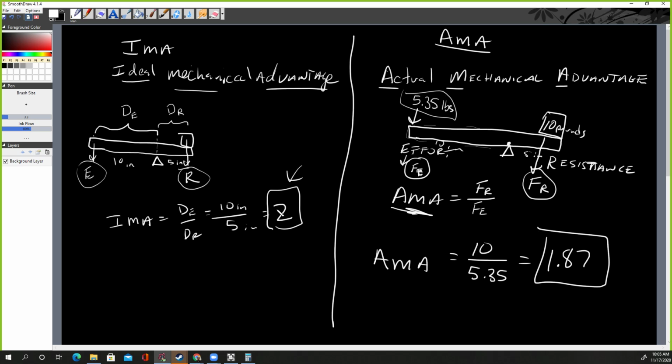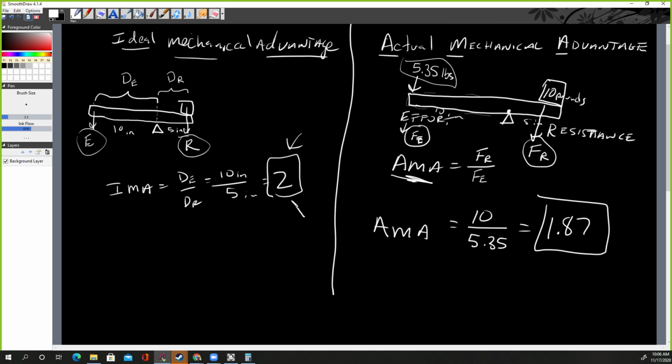So the mechanical advantage here is 2, but here it's not as good. It's only 1.87. Remember, a mechanical advantage of 1 means there's really no mechanical advantage at all. To lift 10 pounds, you have to push 10 pounds, right? So this one particular one is 1.87. It's not as good as what we ideally thought it was. Ideally, we thought it was going to be 2, but actually it was 1.87. So ideally, we measure distances, and actually we measure forces, and then that gives us the actual mechanical advantage of a machine.